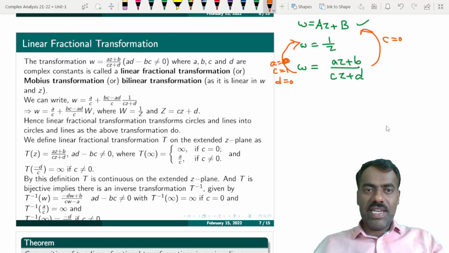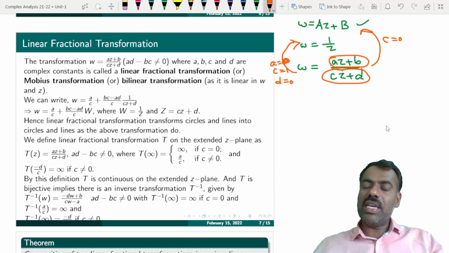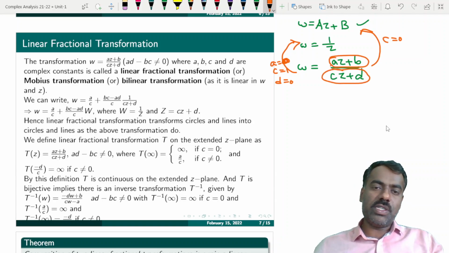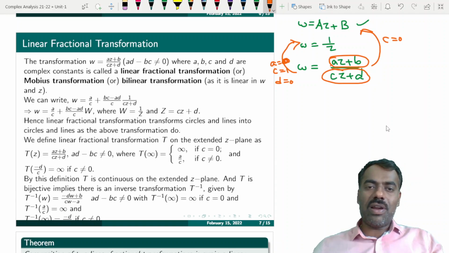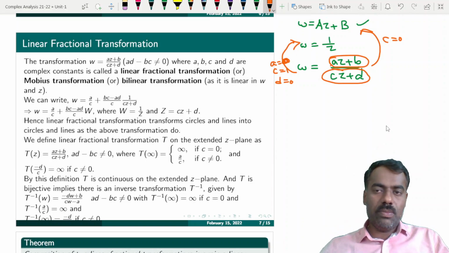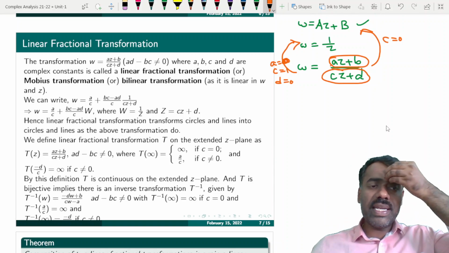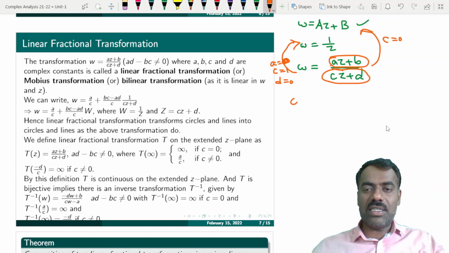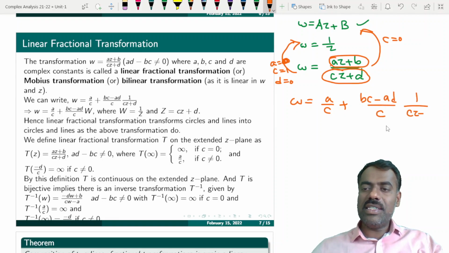Why is it called linear fractional? Whatever we have in the numerator is a linear transformation, and whatever we have in the denominator is also a linear transformation. Sometimes it is also called a bilinear transformation, because it is linear in w as well as linear in z. It is linear in both, right? Because we can see that this w we can write as a upon c plus (bc minus ad) by c into 1 by cz plus d.